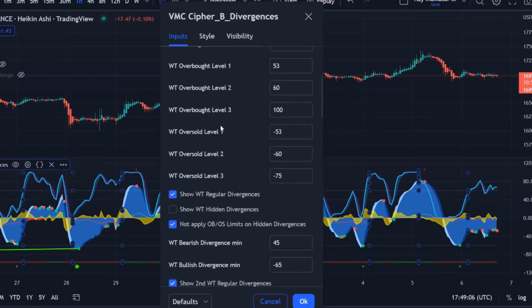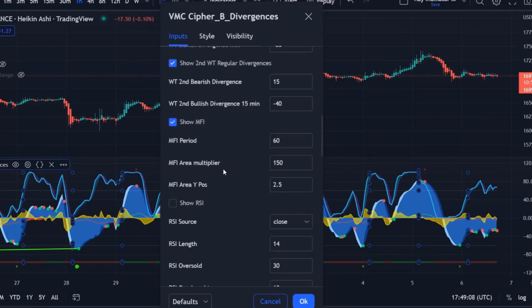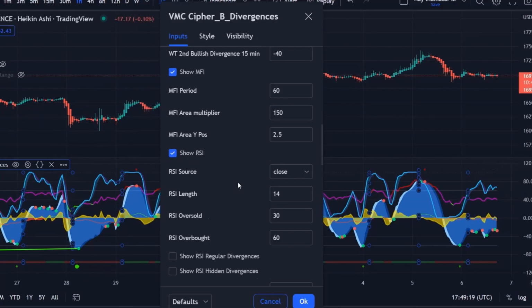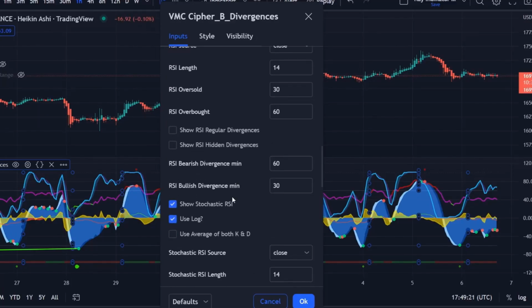We'll start as usual with the inputs because we're going to add something in and take something else out. What we definitely need in the inputs is show RSI. That's very important, we need it. You can already see this line in the background. I'll explain it to you in detail in just a moment. You could also add the RSI regular divergence and so on, but for now we'll leave that out.